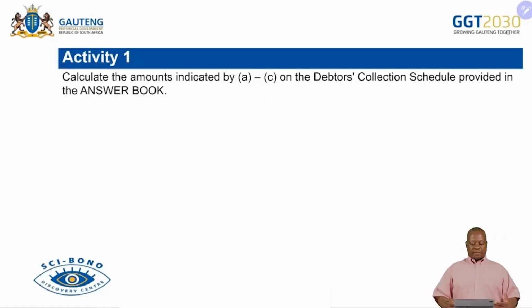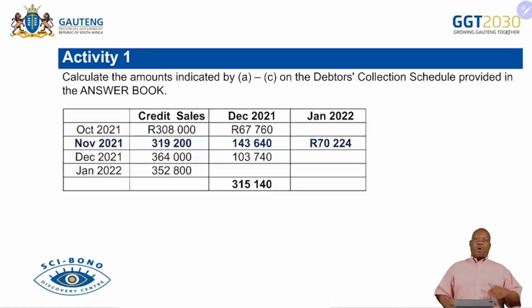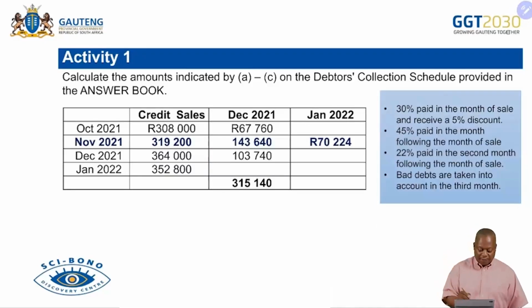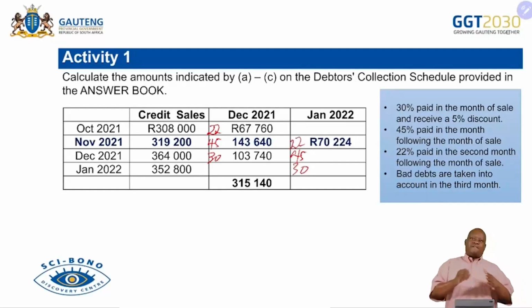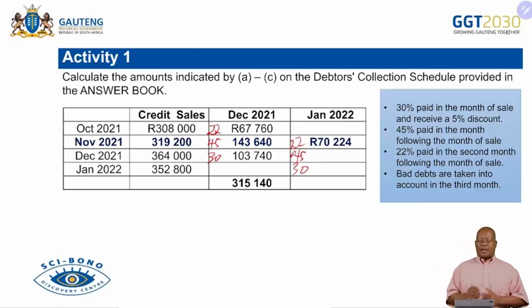Let's continue now. The next collection, we are now collecting for November. But please remember the order in which we are collecting. 30%, 45%, 22%. Remember the order. 30%, 45%, 22%. Very important, because if you can do that, then life becomes easy. So we are dealing with November.